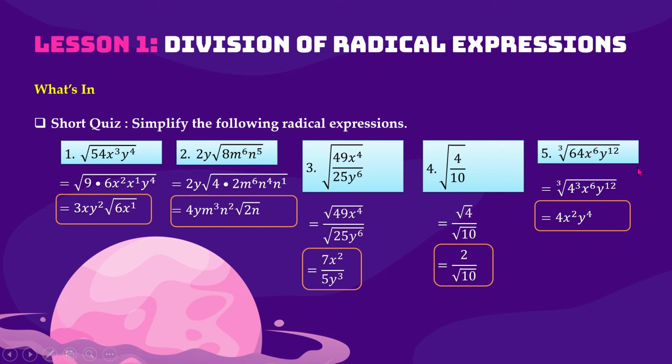So, of the 5 items, the only item whose answer is not final is item number 4, because if we go back to the conditions of a simplified radical expression in module 5, we can recall and check whether this answer of ours is really the final answer or not.